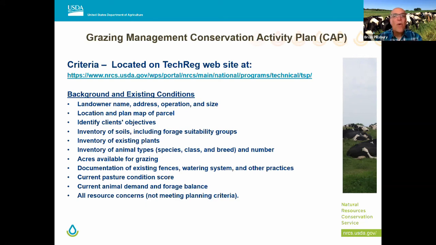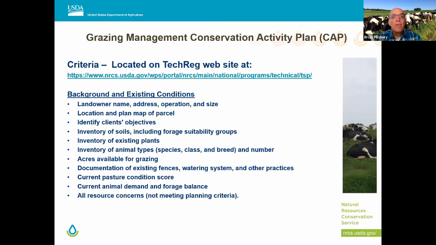We like to see a soils map as well as an overall orthophoto, basically an aerial photo. The objectives of the client need to be clearly discussed. We need to look at the inventory of soils. In some states, they have forage suitability groups or forage production groups. If your state has those, include those in there, or at least just have a soils map and inventory of the soils, because that's important down the road in doing your animal forage balance.